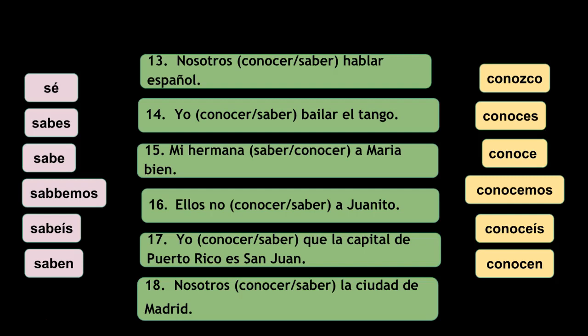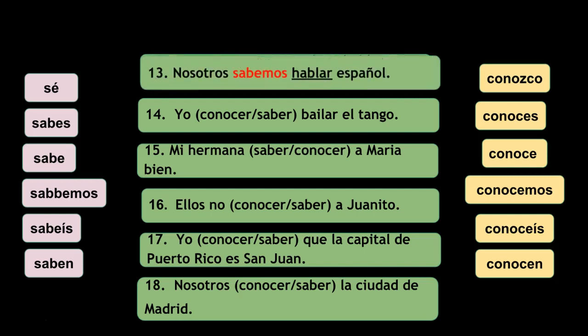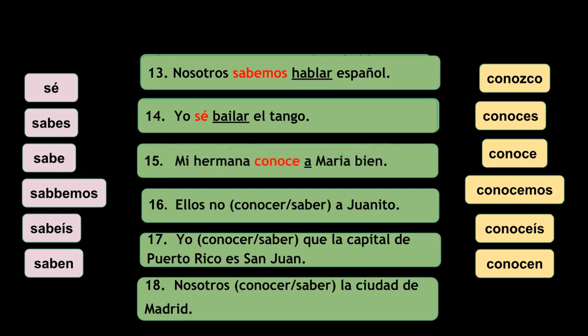Número 13. Nosotros sabemos hablar español. The hablar in the infinitive indicates that you would use saber. Yo sé bailar el tango. Again, bailar is the infinitive, which indicates that you would use saber. Número 15. Mi hermana conoce a Maria bien. My sister is very familiar with Maria, or knows Maria well is another way you could say that. Again, you have the personal a that's there, so that indicates that you would use conocer.